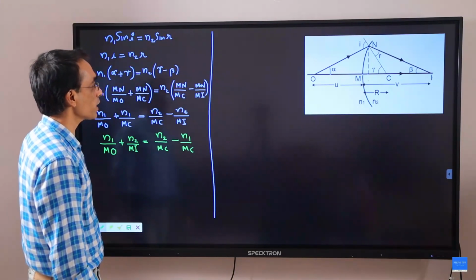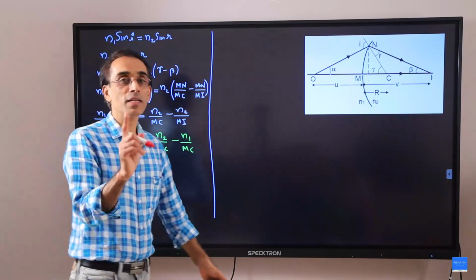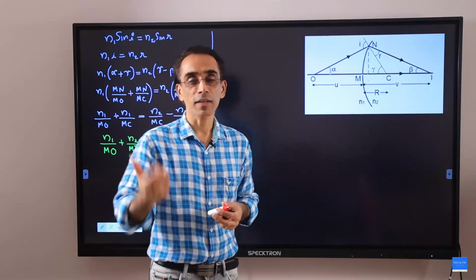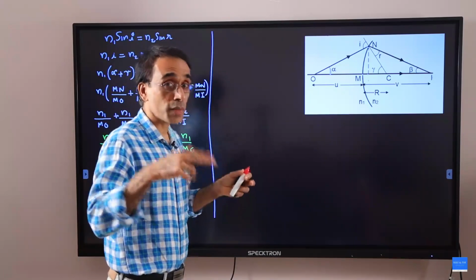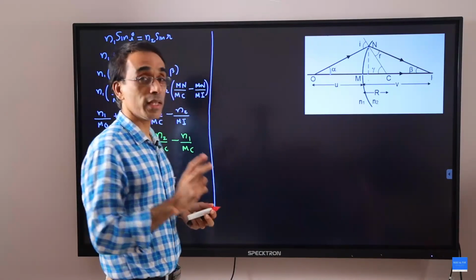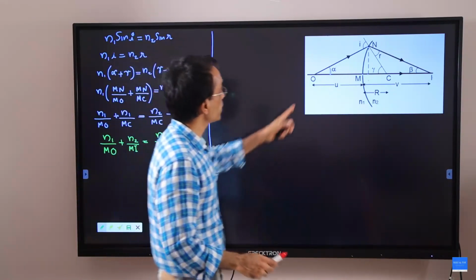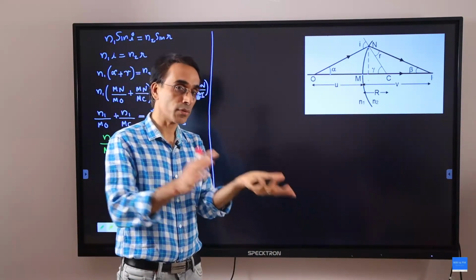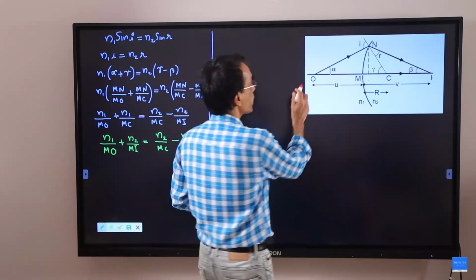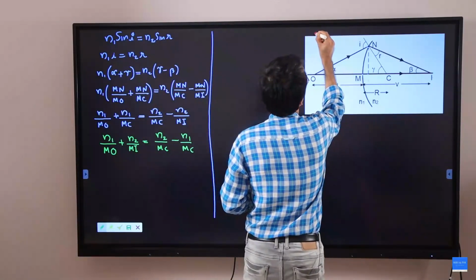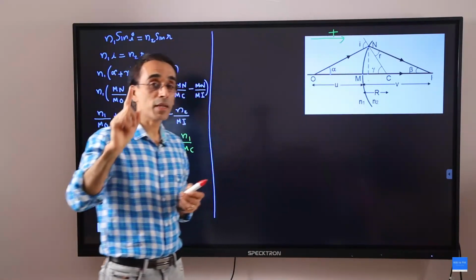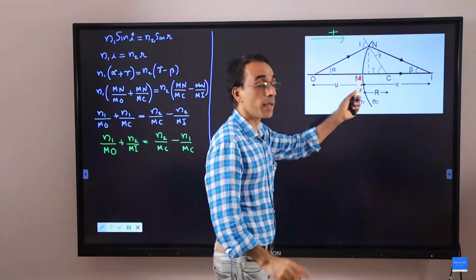Now what is MO? Okay, now Cartesian sign convention. I know many of you are finding it difficult to handle Cartesian sign convention. This is one more chance to learn that one. Where is the object? Where is the surface? This is the object, this is the surface. So, light should fall on the surface from the object. So, light is coming from O to M. So, this direction should be taken positive. All measurements must be from the pole M.